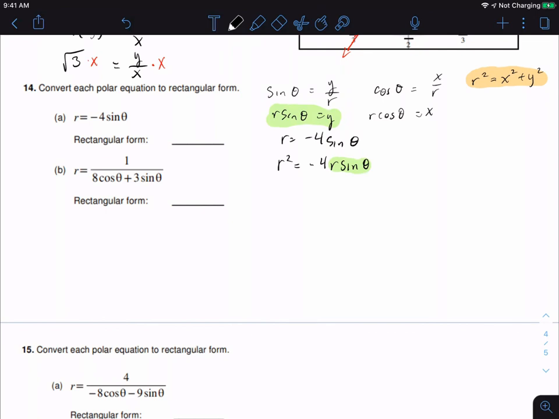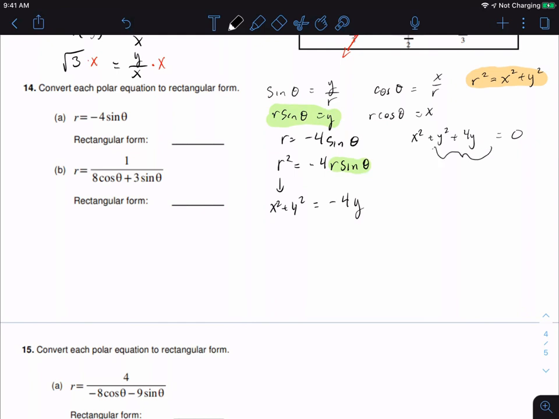So what we end up with is r squared, I can rewrite as x squared plus y squared, is equal to a negative 4, and we said y, correct? So then from there, I'm going to go x squared plus y squared plus 4y is equal to 0. Okay? And then one of the steps that we did prior in this class was completing the square. And so what I need to do is complete the square here. And just in case you guys don't recall, I'll show that step again.